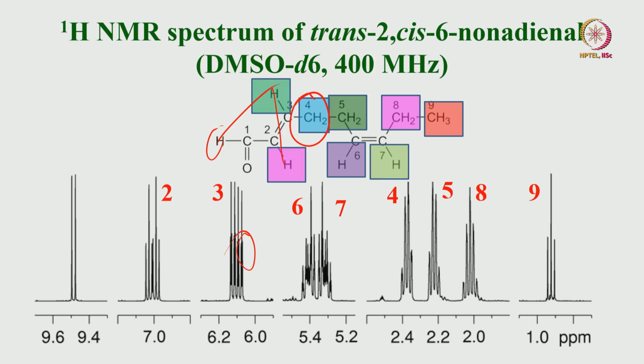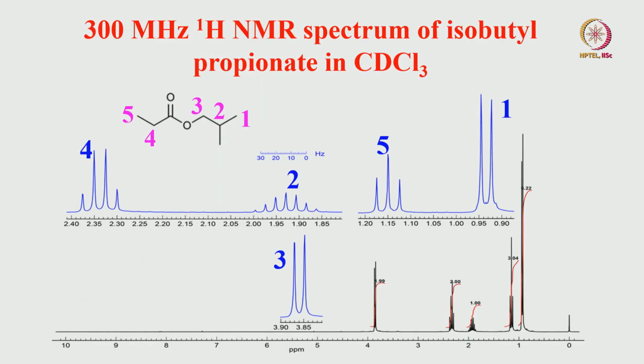Now, next is this one, proton 2. This proton 2 is very easy to understand. First of all, it is going to be a doublet, trans coupling with that, and doublet of doublet because of this, and a long range coupling with this. Let us see, that is proton 2, and this CHO has a coupling only with one of them. So, it is a doublet. That is how we can make the assignment. That is a very simple assignment.